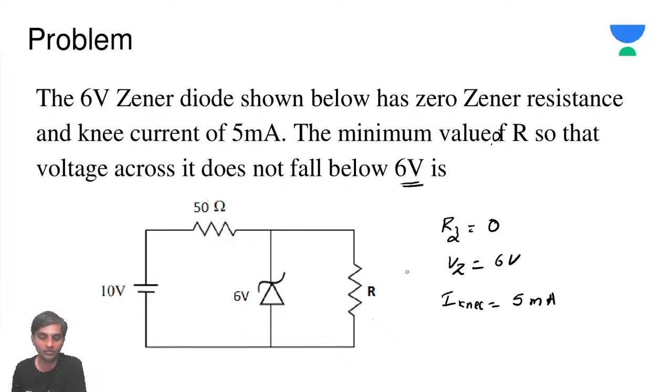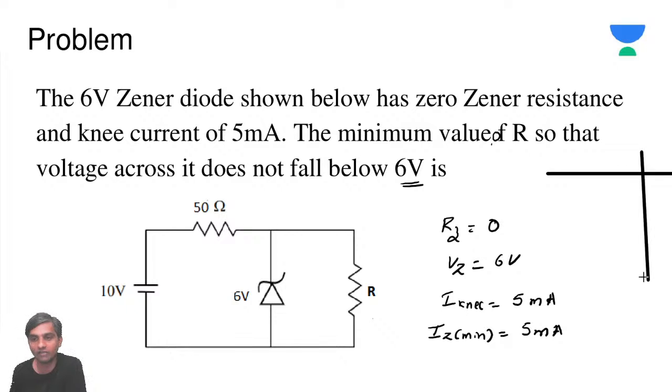Knee current I is going to be knee current. So what do you mean by knee current, sir? Knee current is nothing but IZ minimum. IZ minimum is going to be 5 milliamps. You may get a doubt, sir. Why did I consider knee current as IZ minimum? I'll show you here. Don't get confused now. I'll draw here.